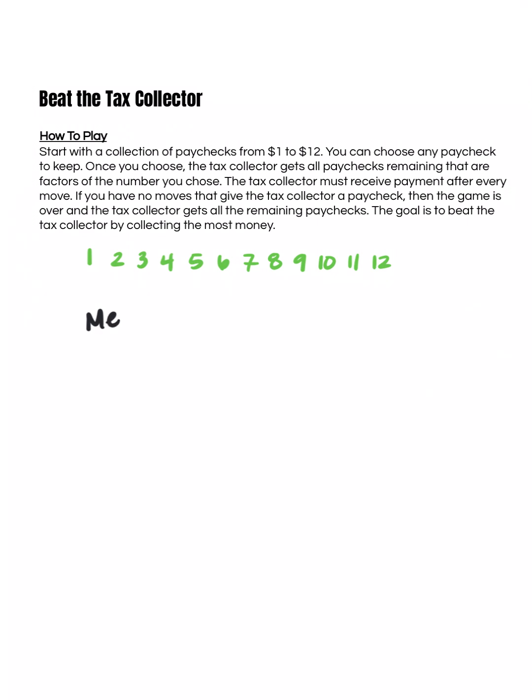So I'm just going to make a list of me and then the tax collector. Again, kind of at random, let's take the number 8, or paycheck number 8. So that means the tax collector will collect all of the factors of 8 that are remaining. So if I go backwards from 8, we would get 4, 2, and 1. Okay, so again, I'm not thinking about any sort of strategy. I'm just getting a feel for how this works.